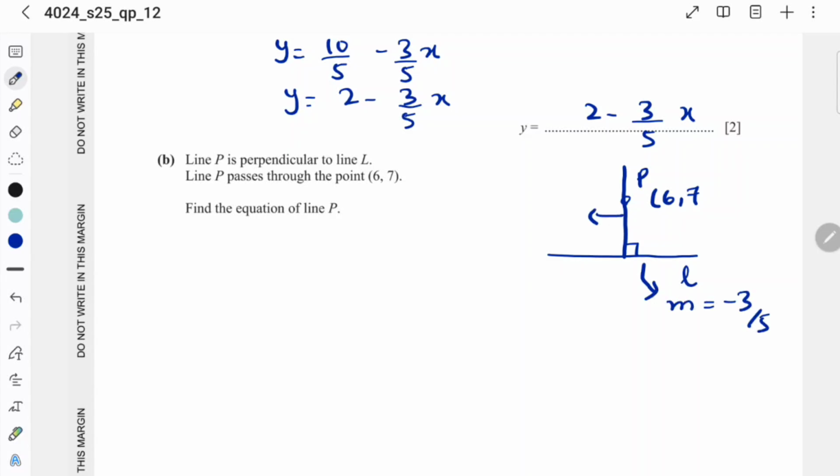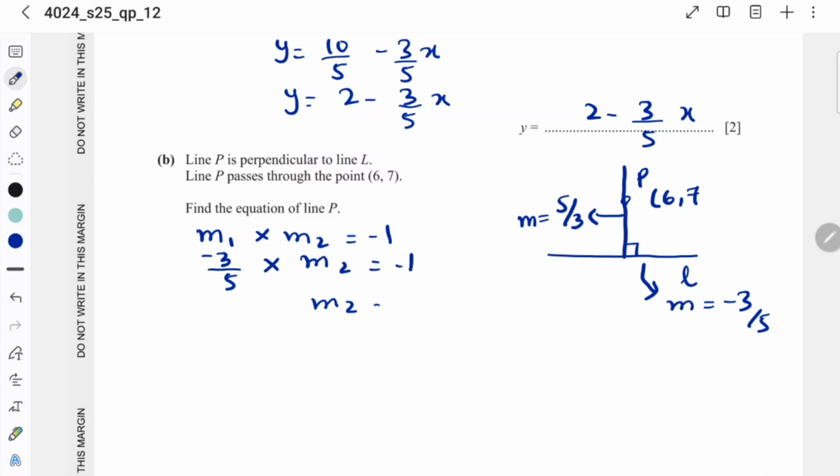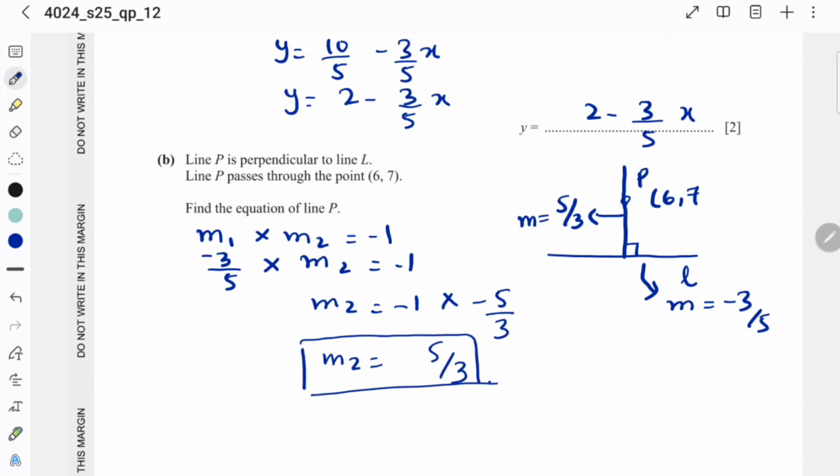We know that line L has gradient -3 over 5, so line P will have the gradient 5 over 3. Why? Because m1 multiplied by m2 equals -1 always for perpendicular lines. -3 over 5 multiplied by m2 equals -1. m2 equals -1 multiplied by -5 over 3. Minus cancels, so m2 equals 5 over 3. Always remember this for perpendicular lines. Now we have to make the equation.